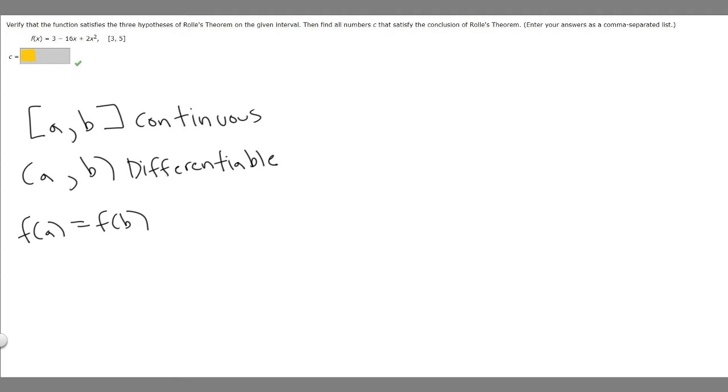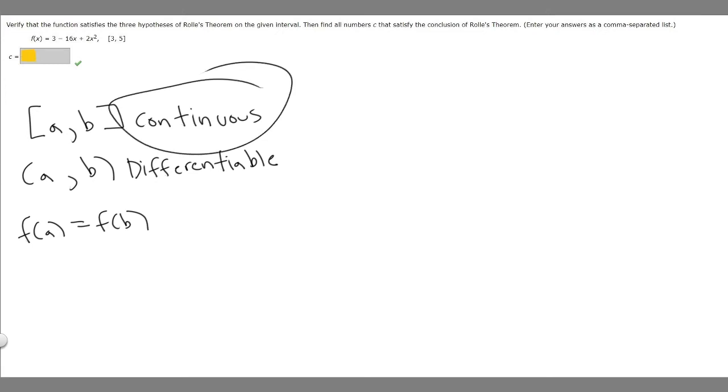So let's first talk about the criteria of Rolle's theorem. The three hypotheses are, in order for us to use Rolle's theorem, our function and our interval must be continuous on the closed interval from a to b. So this function right here must be continuous from 3 to 5. It also must be differentiable on the open interval a to b. And then finally, f of a has to be equal to f of b. So with these three criteria in mind, let's see if they actually work out for what they gave us.